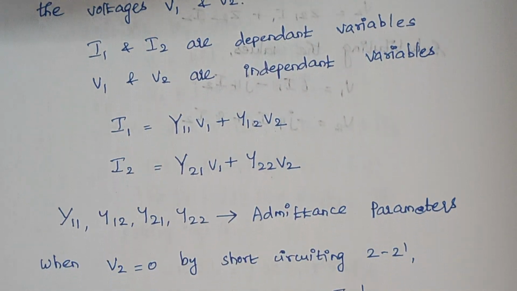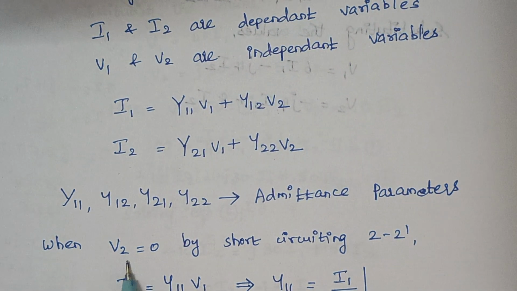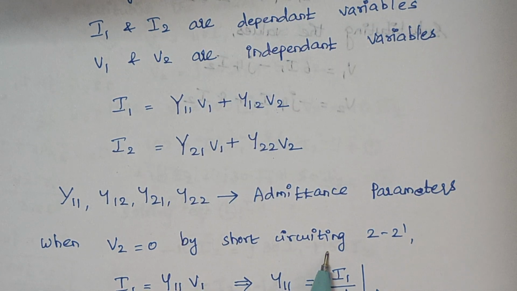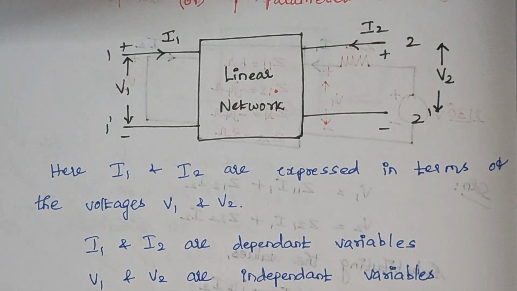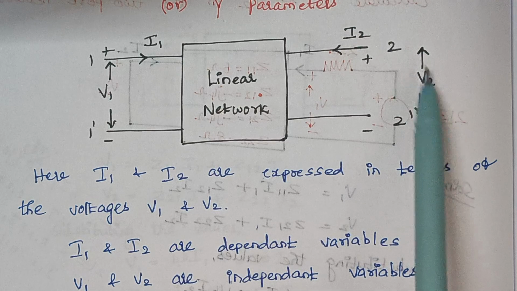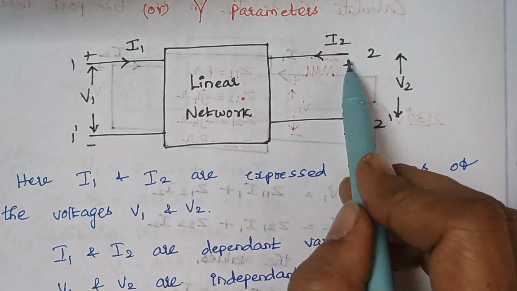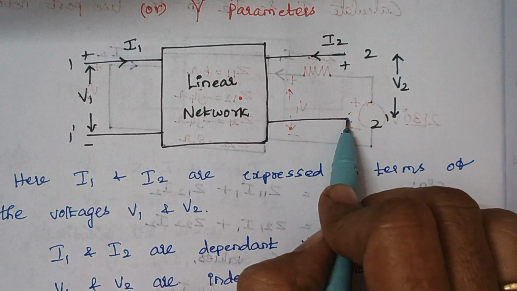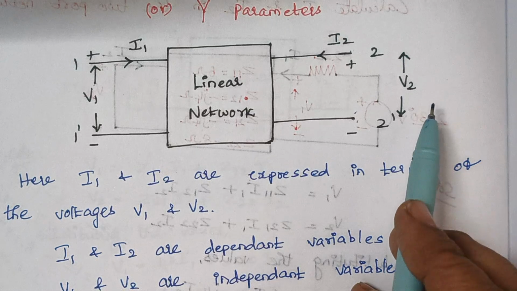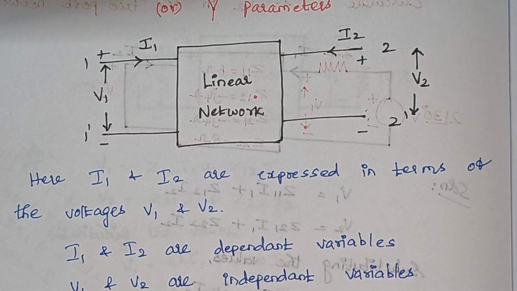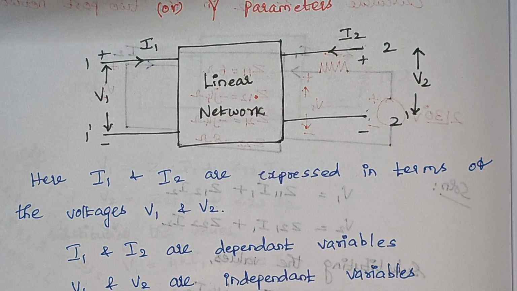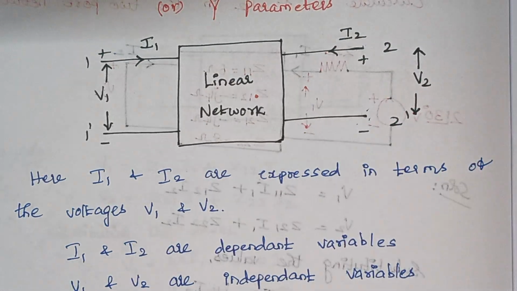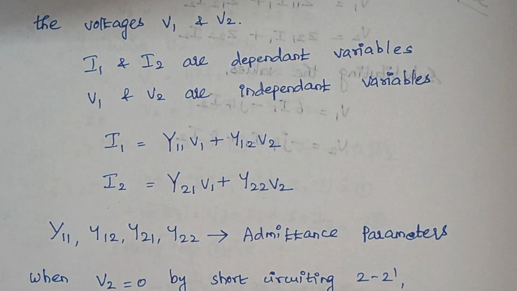First, I am making V2 equal to 0. Voltage is made 0. When can we make the voltage 0? By short circuiting. V2 is the voltage on the output port, so I want to make this V2 0. If you want to make V2 0, you have to short circuit. Once you short circuit, this terminal and this terminal are at the same potential. Whenever there is no potential difference, the value of voltage is 0. So while calculating Y11 and Y21, we are making the value of V2 as 0. So here I am short circuiting. That is the meaning.